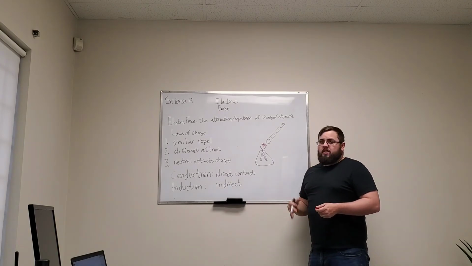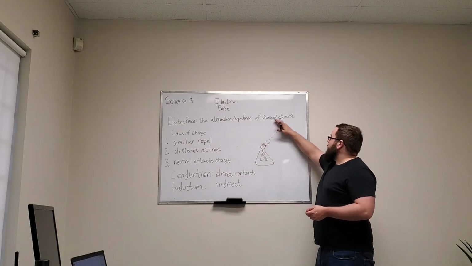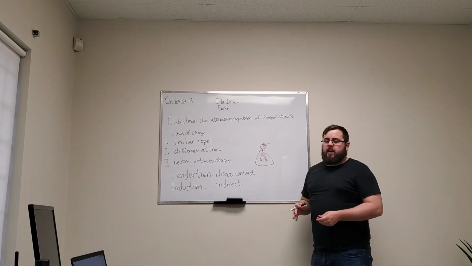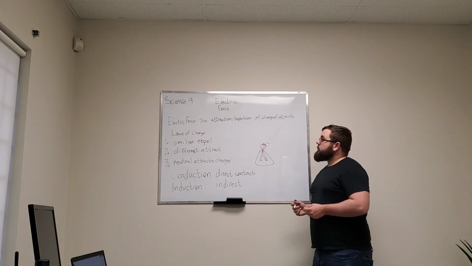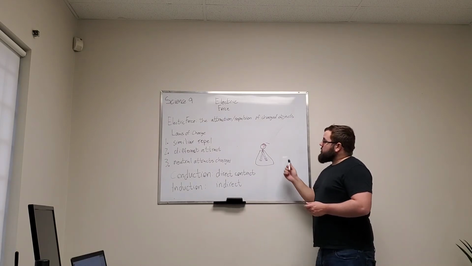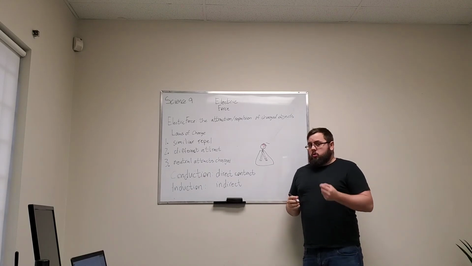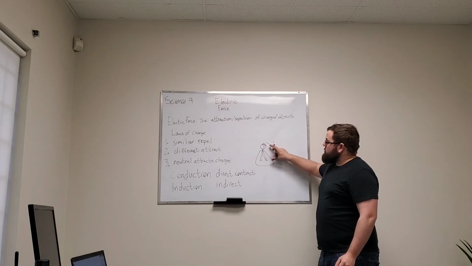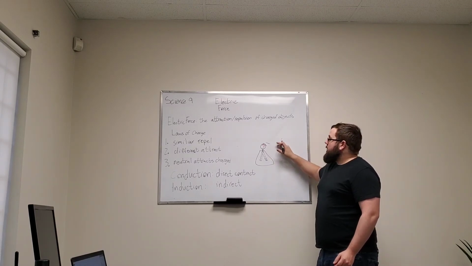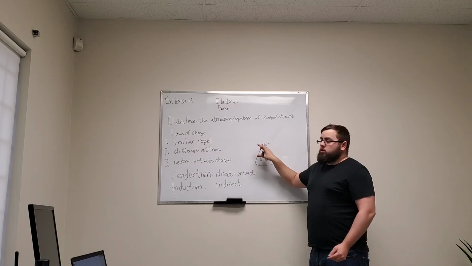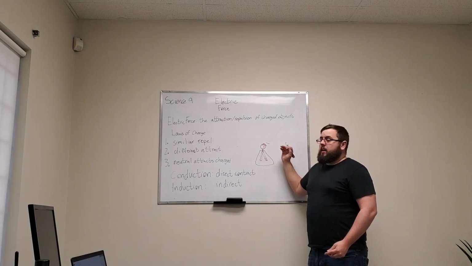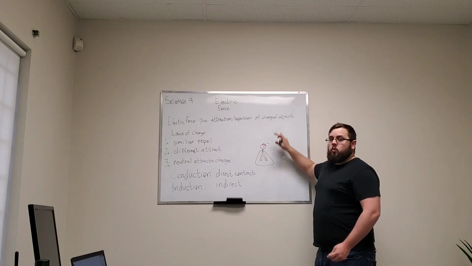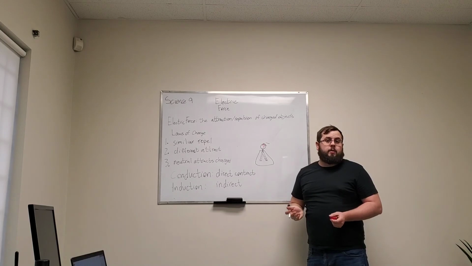The one thing with induction is that this is going to be temporary, because as soon as I take this away, not too much longer afterwards, everything will balance back out and it'll go back to being a neutral object. That is also one of the reasons why neutral objects attract charged objects. We have a neutral object, and then we bring that charged object in, and stuff will move around so that the neutral object is more charged on one side. Because it's more positively or negatively charged on one side, it will then attract the object that is charged near it.